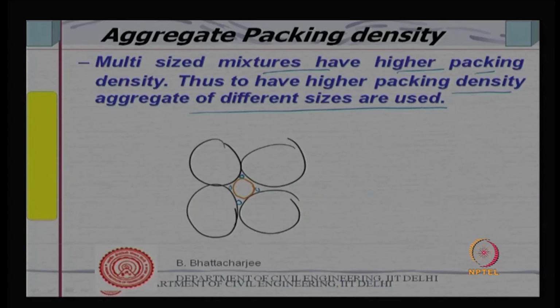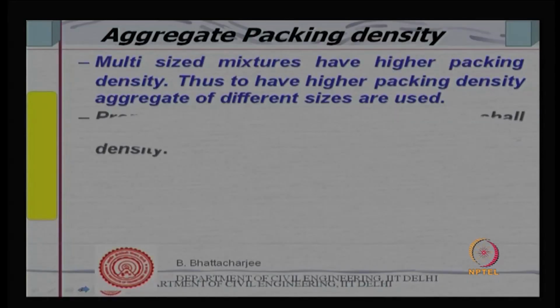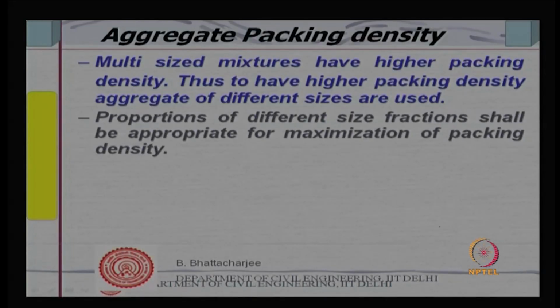So, you do not use single sized aggregate essentially because single sized aggregate will always pack to a low packing density or high porosity. When you use more than one size, packing density is improved and thereby void space or porosity is reduced. Hence, your paste content will be less. Not only that, proportions of different size fractions shall be appropriate for maximization of packing density.